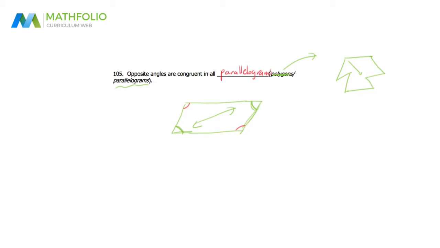That's our answer for 105. Okay, 106. Consecutive angles are... Now, first of all, let's just figure out consecutive, because consecutive numbers are 1, 2, 3, numbers in a row, or consecutive even numbers, 2, 4, 6. So numbers in a row.